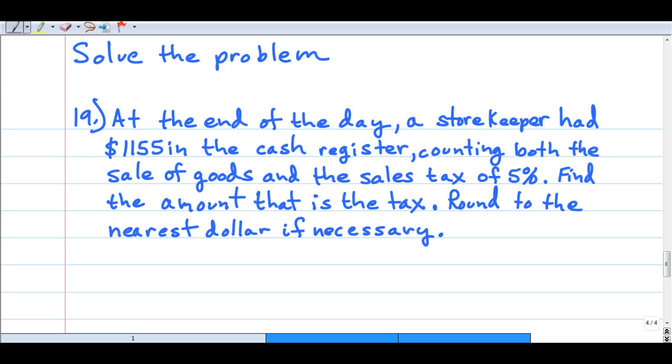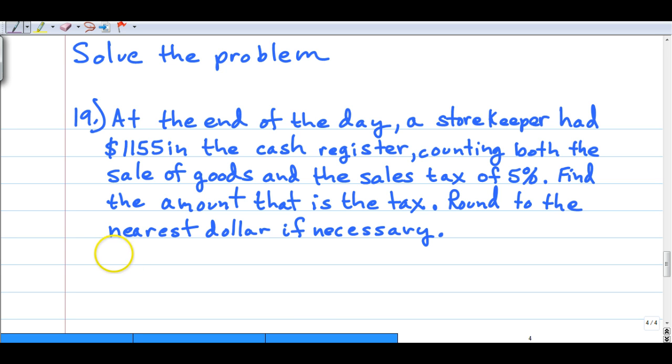Question 19's instructions read, solve the problem. Question 19 says, at the end of the day, the storekeeper had $1,155 in the cash register, counting both the sales of goods and the sales tax of 5%. Find the amount that is taxed, round to the nearest dollar if necessary. So what we're looking at here are 2 parts. We have the goods plus the tax in the register.